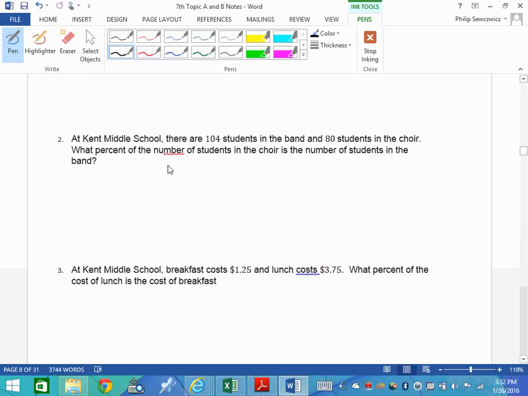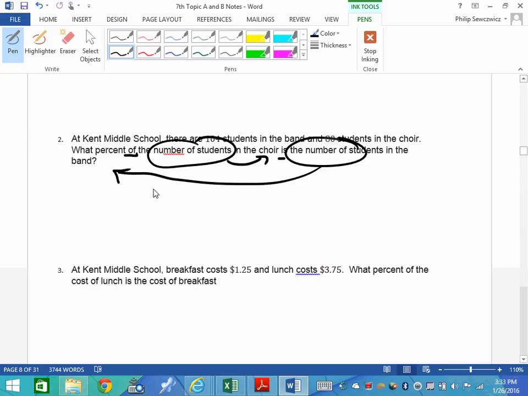All right, now this is the other variation of the problem we want to work. At Kent Middle School, there are 104 students in the band and 80 students in the choir. What percent of the number of students in the choir is the number of students in the band? Oh my goodness. So sometimes what we can use here is keywords. So what percent, all right, and this is the idea of what percent of the number of students that are in choir is, remember that word is there, the number of students that are in band that we're dealing with there.